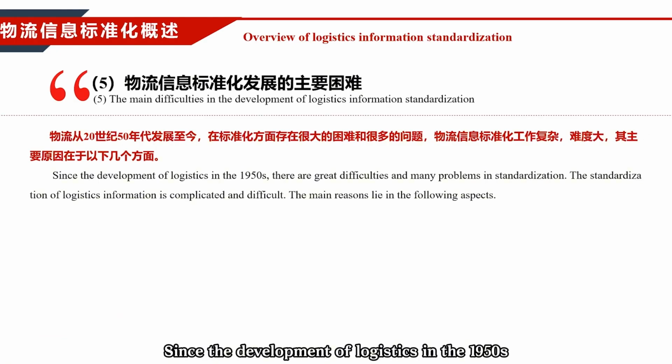5. Main difficulties in the development of logistics information standardization. Since the development of logistics in the 1950s, there are great difficulties and many problems. In standardization, the standardization of logistics information is complicated and difficult. The main reasons lie in the following aspects.